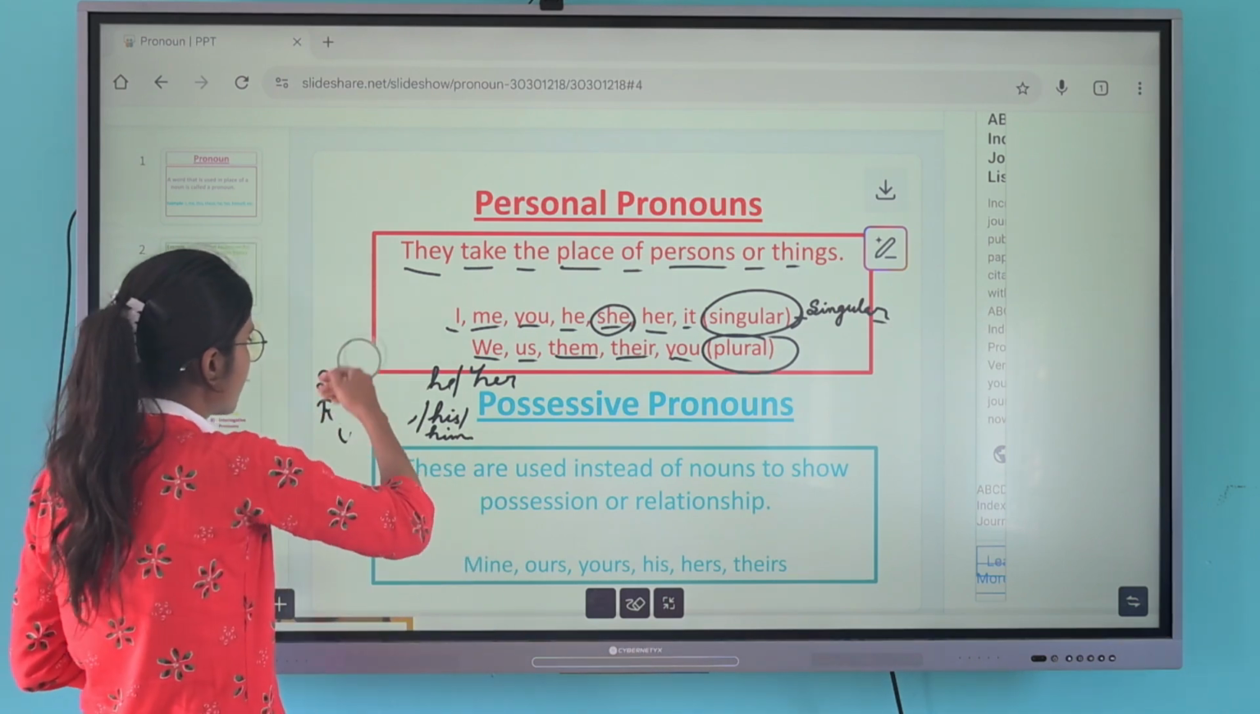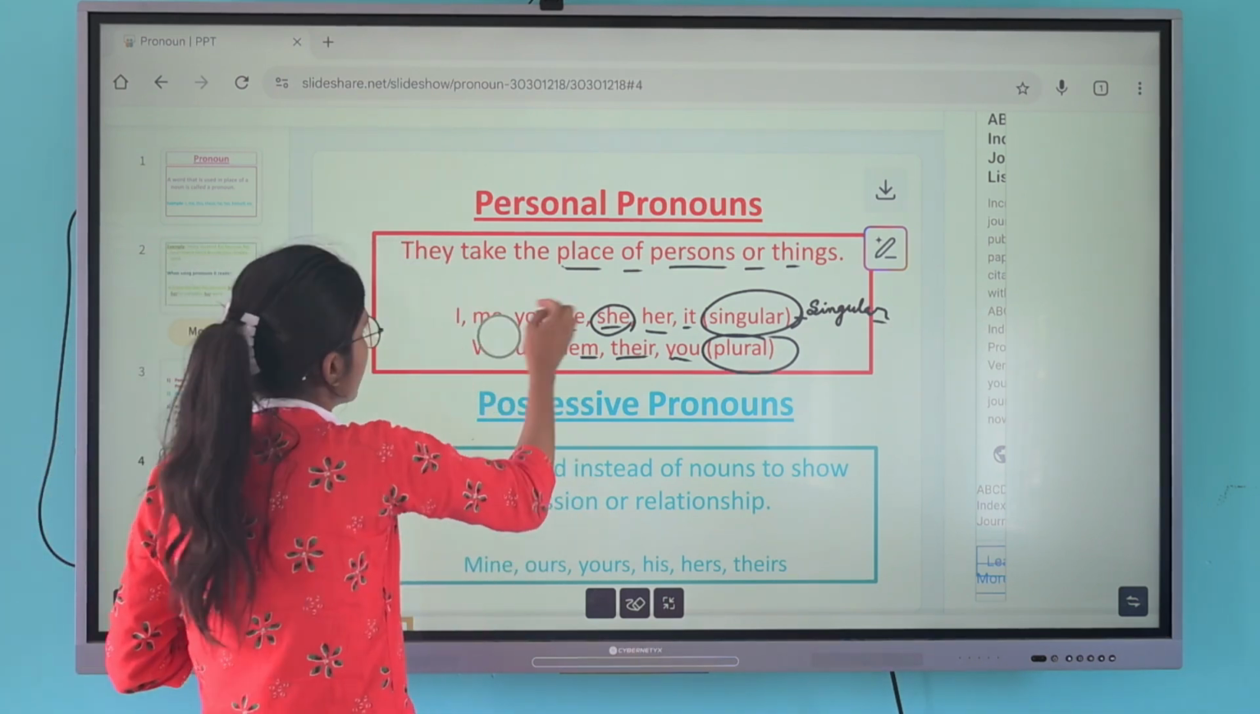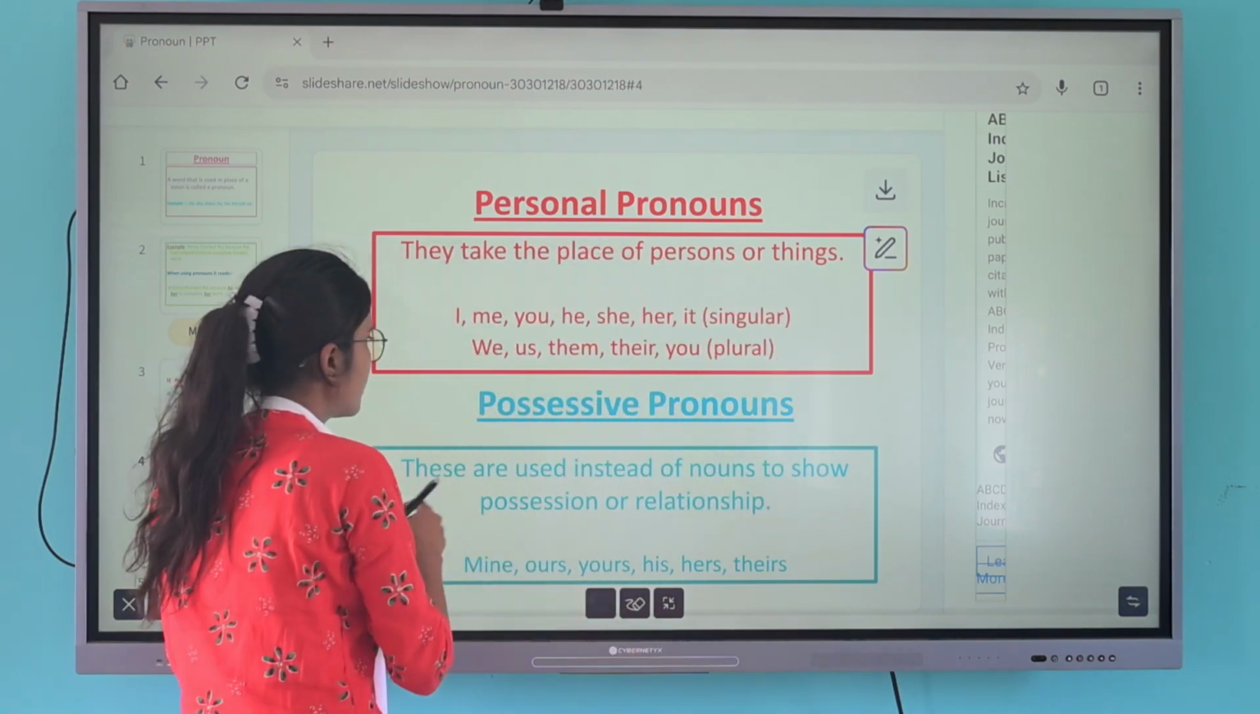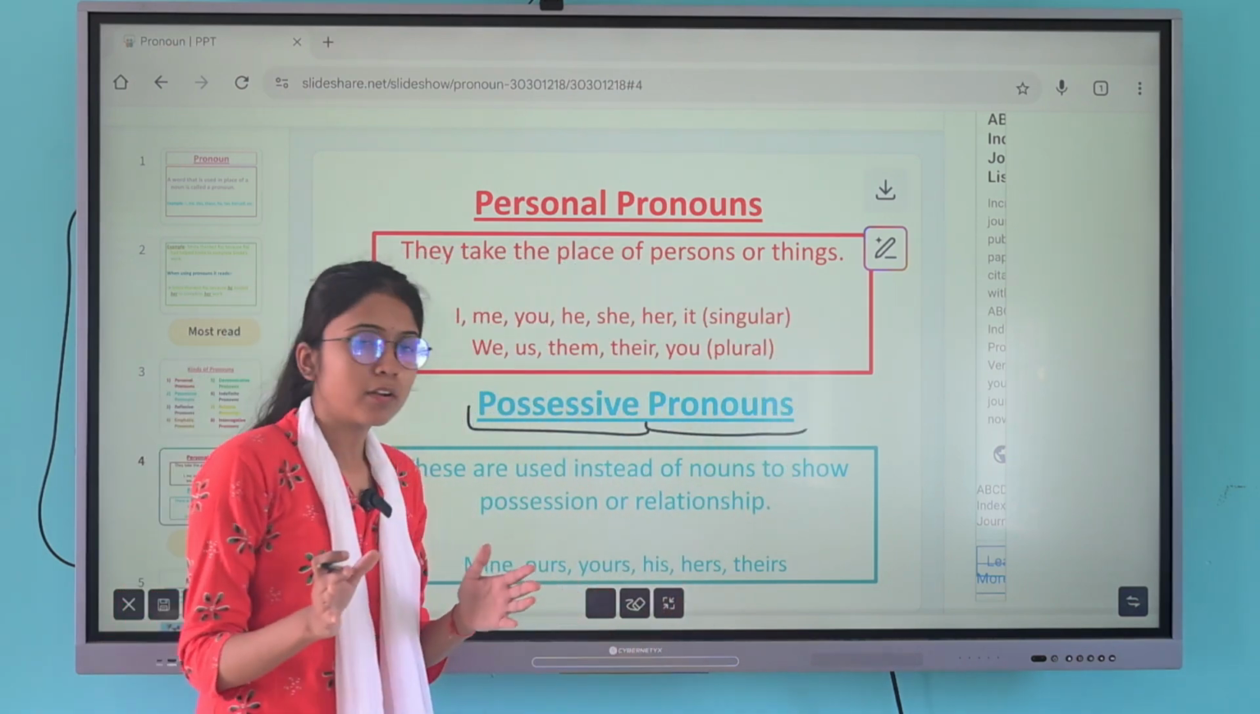Okay, let's discuss the second kind of pronoun, that is possessive pronoun. So what is possessive pronoun?